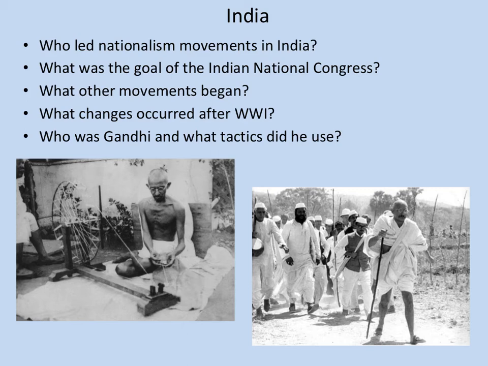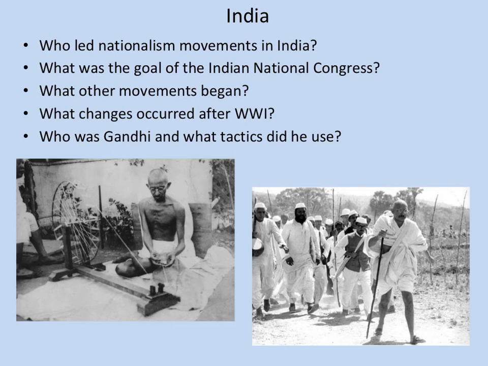So in your reading, it went over a number of different reform movements after World War I, which had mixed results. Ultimately, I would say they did not grant enough representation or self-rule to satisfy the Indian people. Okay, and then lastly, who was Gandhi and what tactics did he use?